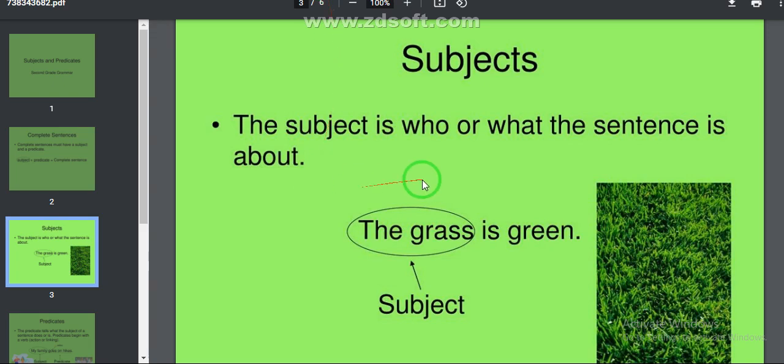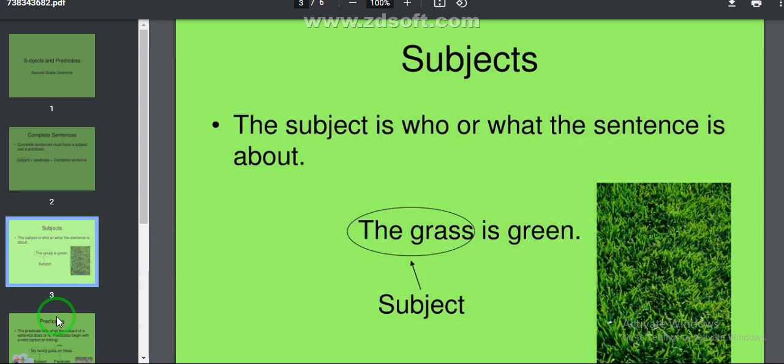So as I told you, the subject is who or what the sentence is about. For example, the grass is green. What is green or who is green? Ask yourself. The grass. So the grass is the subject, right? The subject is the naming part, the name in the sentence. It's the who or the what the sentence is about. Okay, this is the subject.